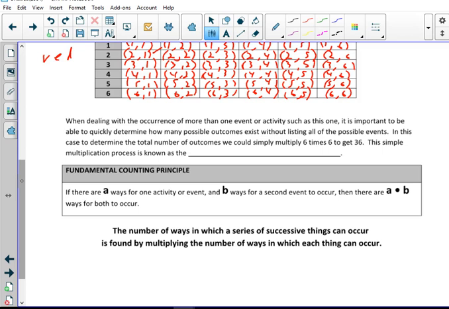Okay, so when dealing with the occurrence of more than one event or activity, such as this one, it's important to quickly determine how many possible outcomes there are. So in this one, we could do 6 by 6 to get 36, right? 6 rows by 6 rows. This is called the fundamental counting principle. And this makes life a lot easier.